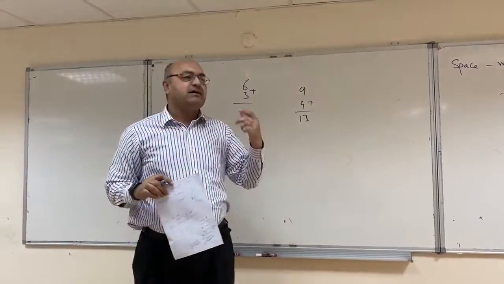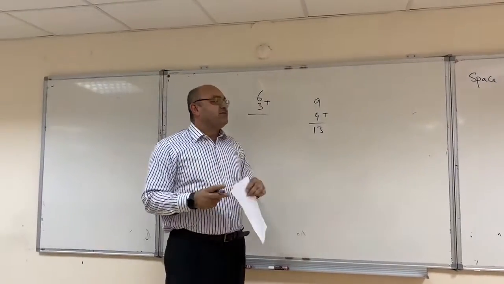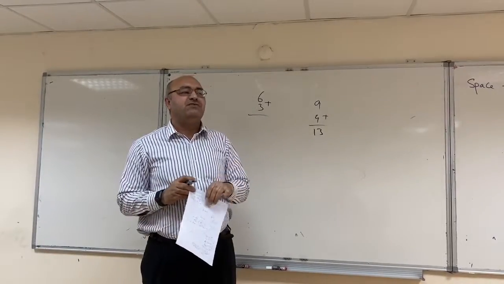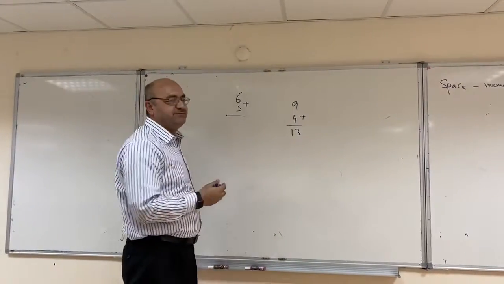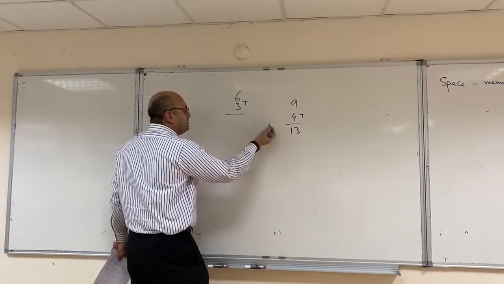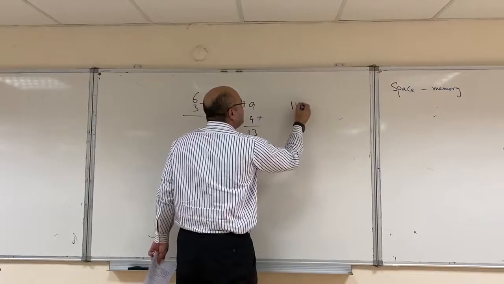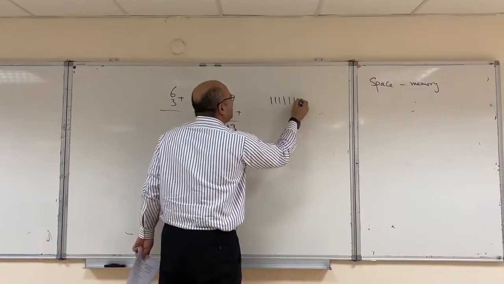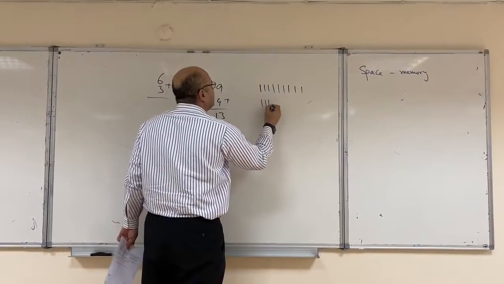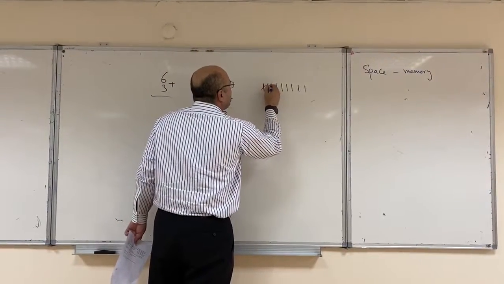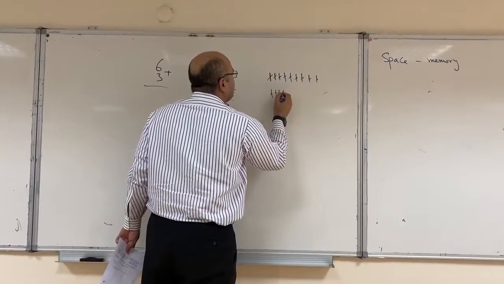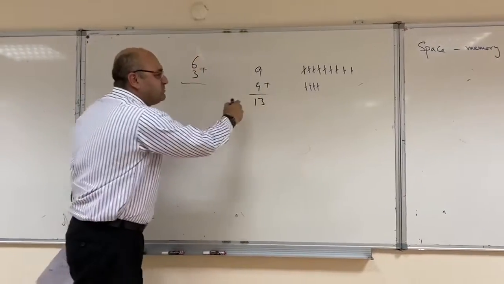But then the numbers may be a lot bigger than that. Then you modified your algorithm over time, and what you would do, you would draw lines. For example, here you draw 9 lines, and then you draw 4 lines. And then you would count 1, 2, 3, 4, 5, 6, 7, 8, 9, 10, 11, 12, 13, and you would write the answer.